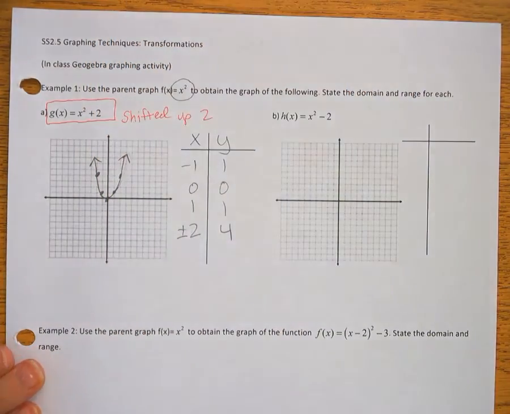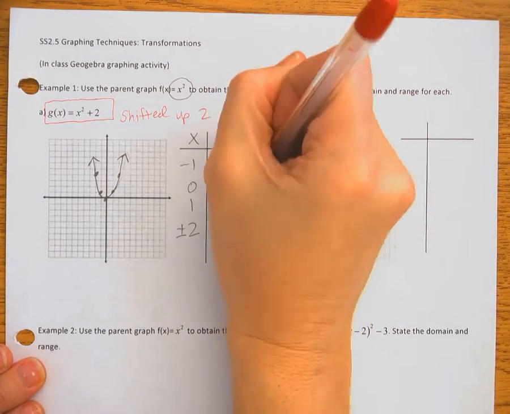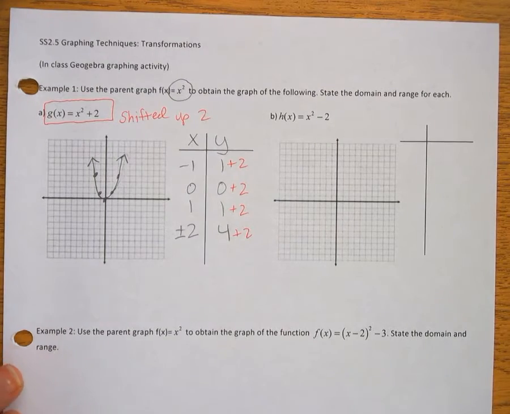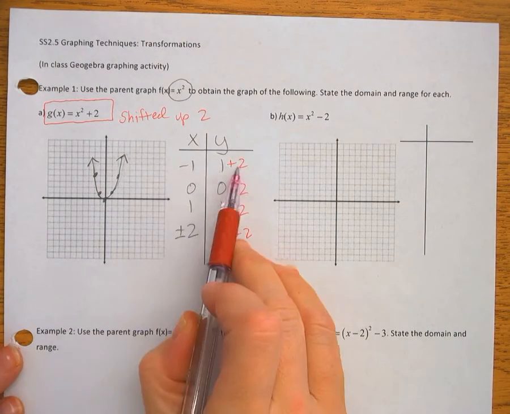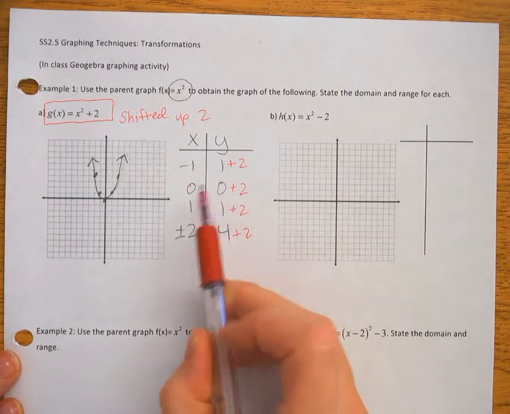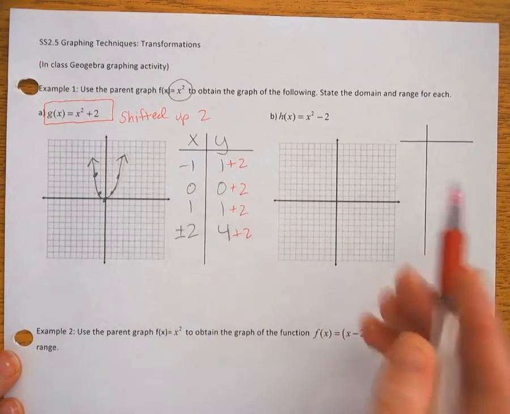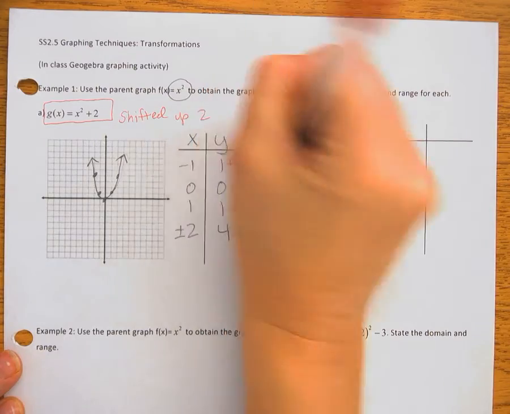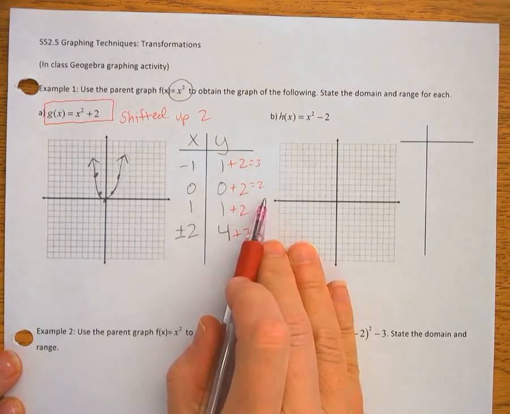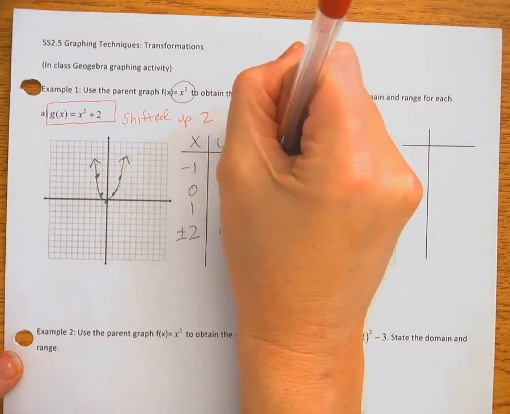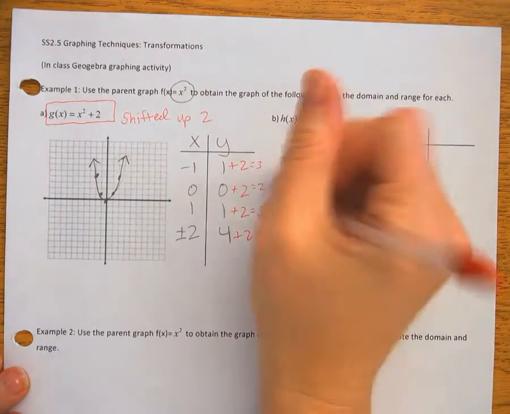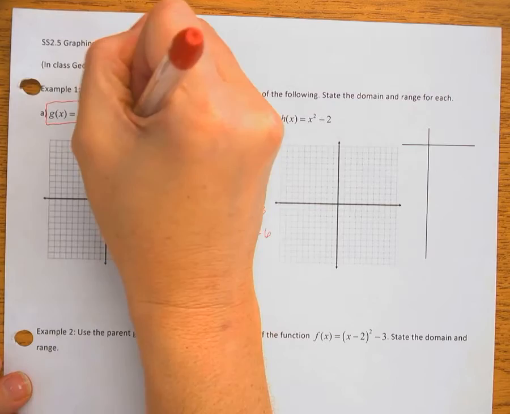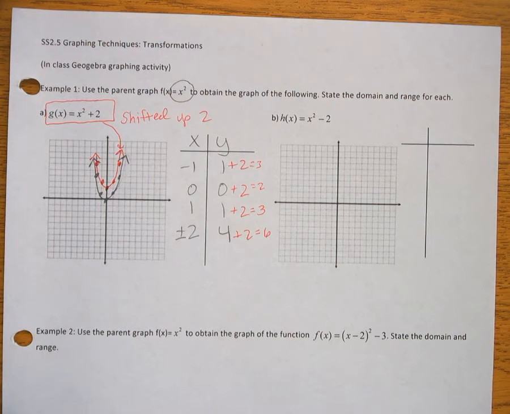which literally means you add 2 to each of the y values. So instead of being at -1, 1, you'll be at -1, 2. Instead of being at 0, 0, you'll be at 0, 2. I'm sorry, you'll be at -1, 3. My bad. Instead of 0, 0, you'll be at 0, 2. Instead of 1, 1, you'll be at 1, 3. And at plus and minus 2, both of these points will be up at 6. And so it's the same shape, shifted up 2.